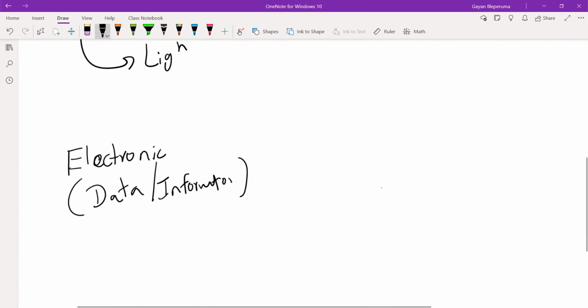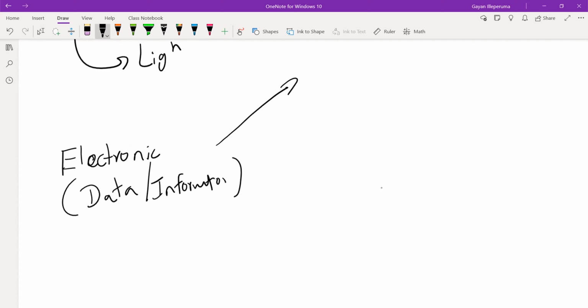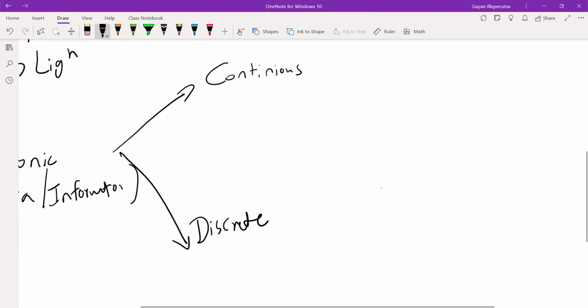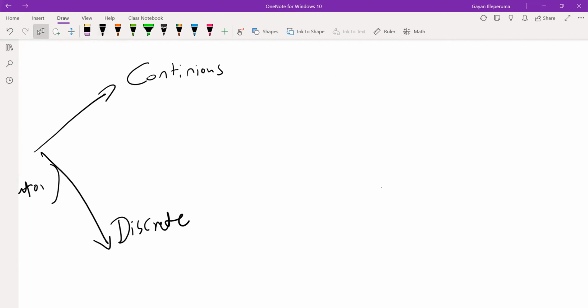There are two different ways to represent data and information. One is using continuous signals. The other one is using discrete signals. In the sense of signals, I mean voltage levels.